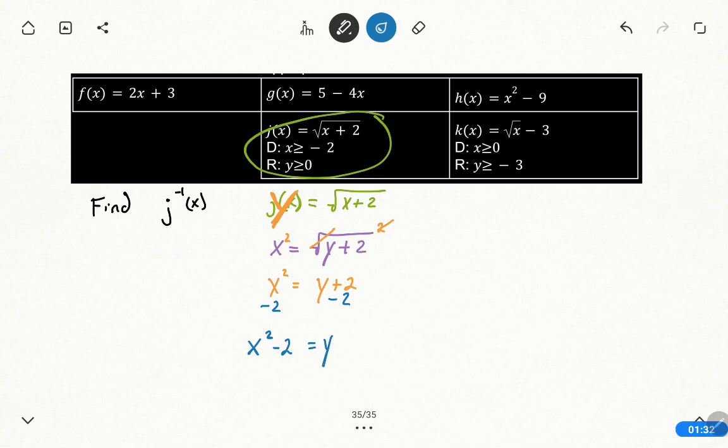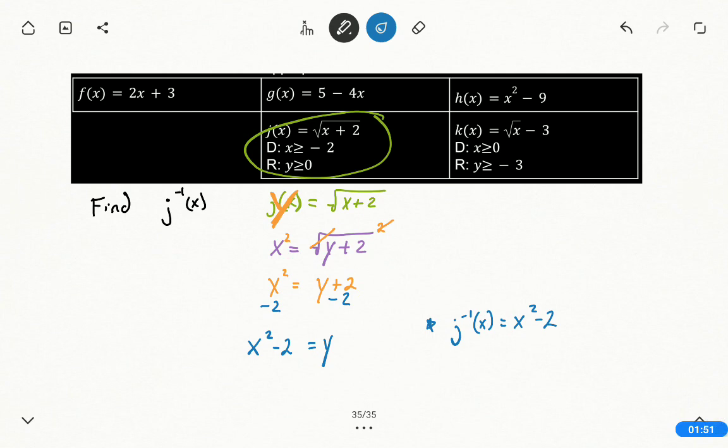And you can write that in a number of ways, including, I wrote f, but it's actually j to the negative 1 of x is equal to x squared minus 2. If it was a multiple choice answer, that's probably how you would see it written.